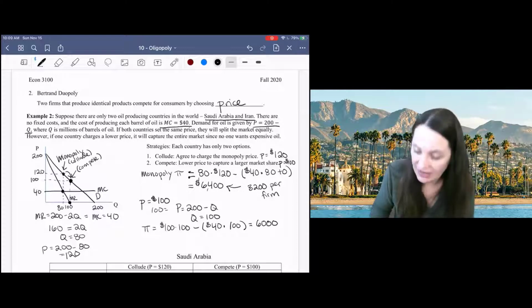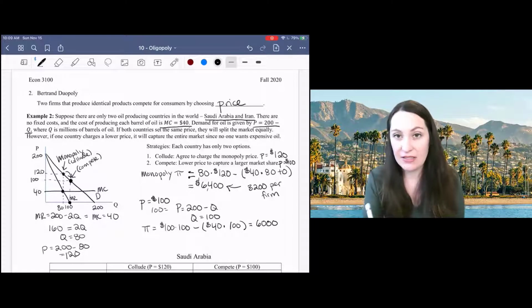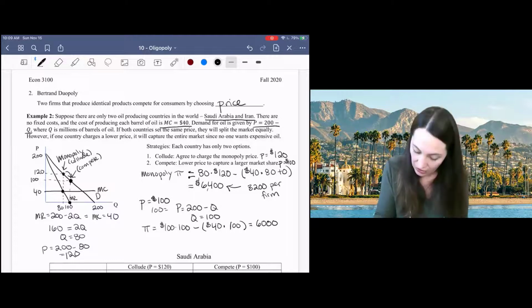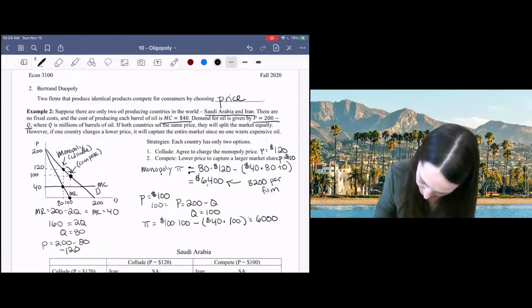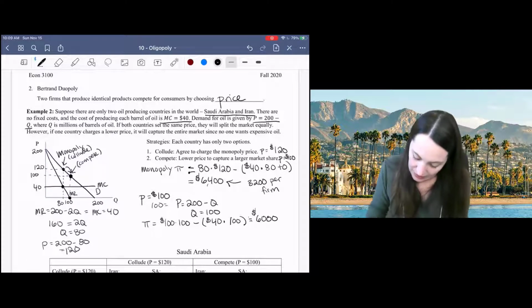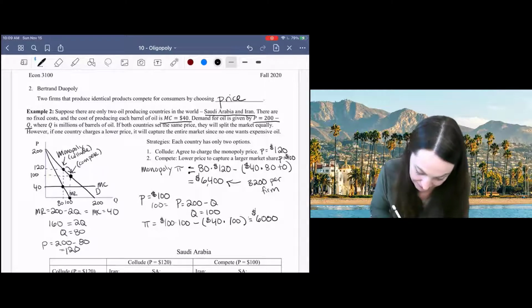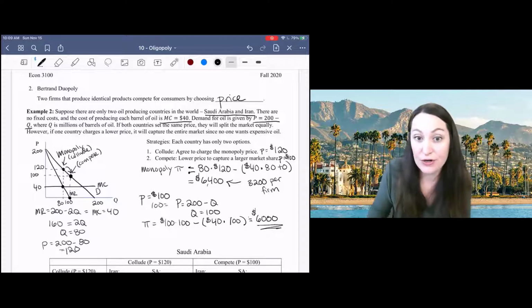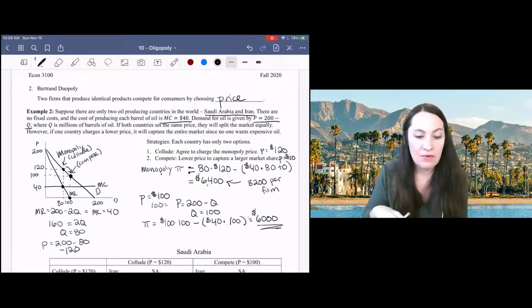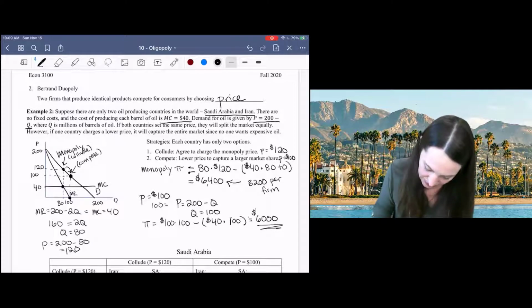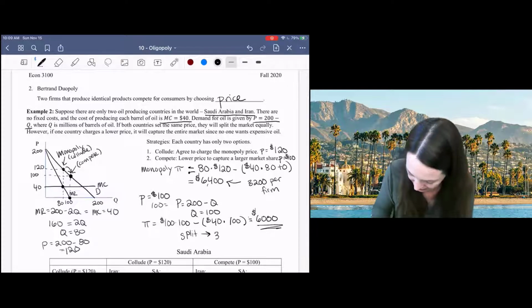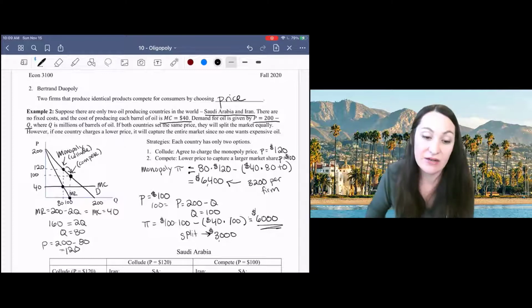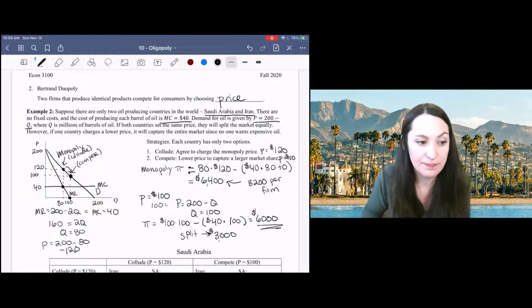So you can see, right, if we don't set the monopoly price, there's less profit overall in the market. But that can potentially go all to one firm. So if they split that, they would each get 3,000, but if one firm captures the whole market, they're going to get 6,000 in profit.